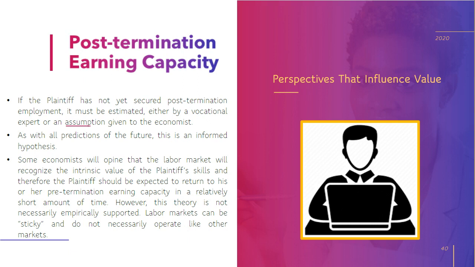Some economists, generally economists retained by the defendant, make an assumption that the labor market will recognize the intrinsic value of the plaintiff's labor, and once they're out in the labor market, they will, within 3 or 5 years, automatically regain whatever compensation they lost. This is not borne out by empirical data, and I think it's kind of a dangerous assumption to make, because there's data out there that will show that this isn't, on average, the case.